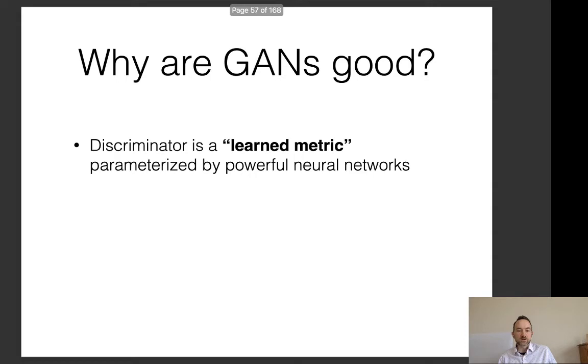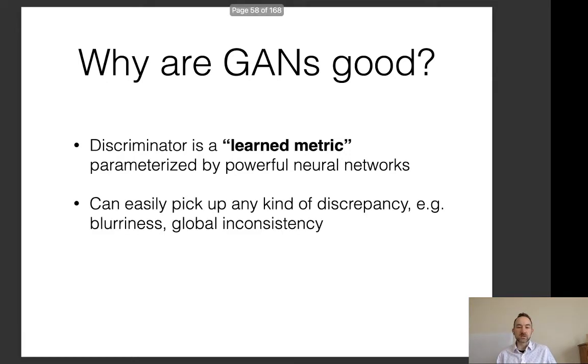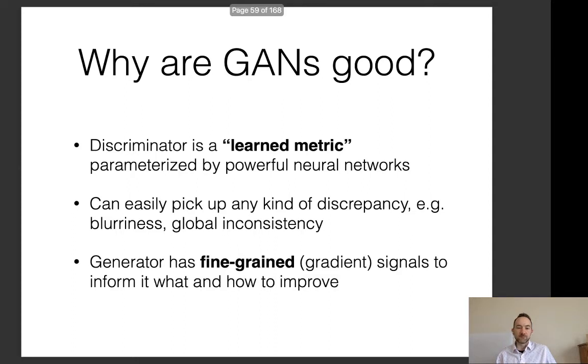So why are GANs good? Basically, the discriminator is a learned metric parameterized by powerful neural networks, and it can easily pick up on any kind of discrepancy between the inputs and outputs, including global inconsistency or other things like this. So the generator has fine-grained signals according to the gradient to inform it on what and how to improve.